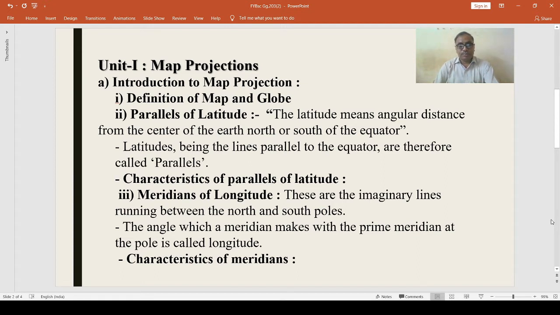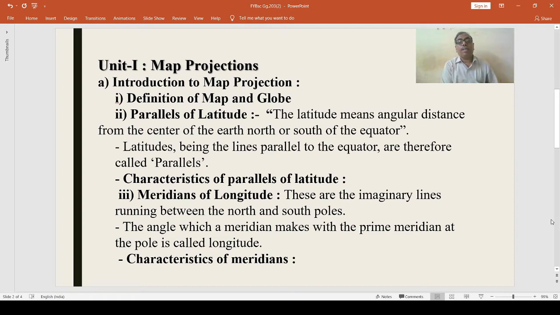A parallel of latitude is an imaginary line on the surface of the earth joining various points which make equal angles with the equator at the center of the earth. The midline of the parallels is called the equator. A circular line which is equidistant from both poles is called the equator. There are 90 parallels in the north and 90 parallels in the south of the equator.